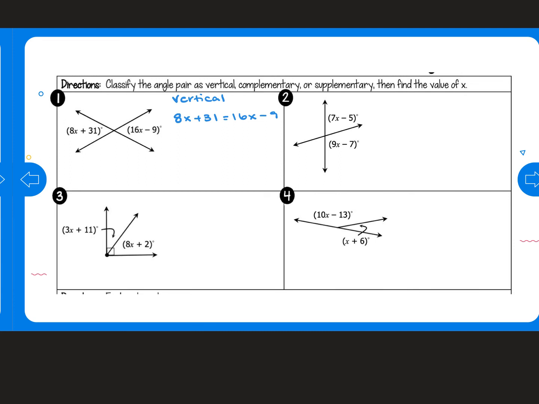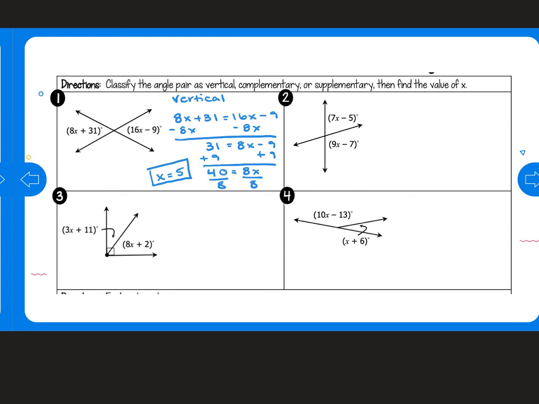Remember, when we're solving equations with variables on both sides, we have to move the variable to one side. So I'm going to subtract 8x from both sides. We get that 31 is equal to 8x minus 9. We're going to add 9 onto both sides, and we get 40 is equal to 8x. Divide both sides by 8, and we get that x is equal to 5.